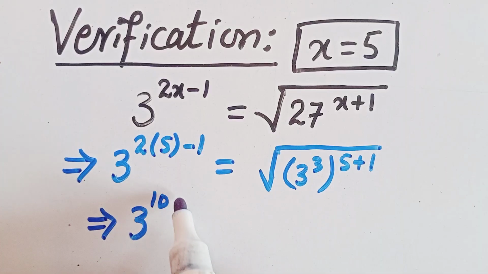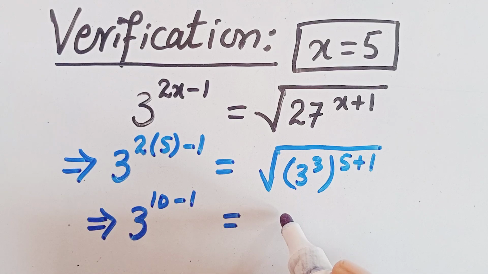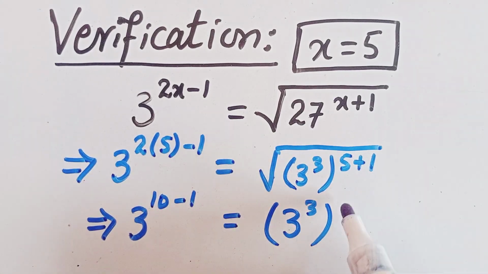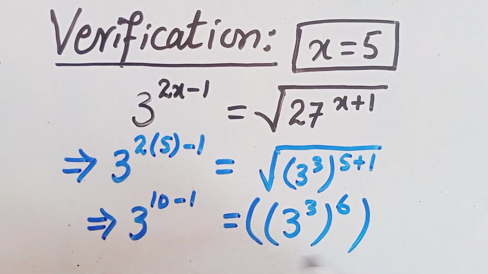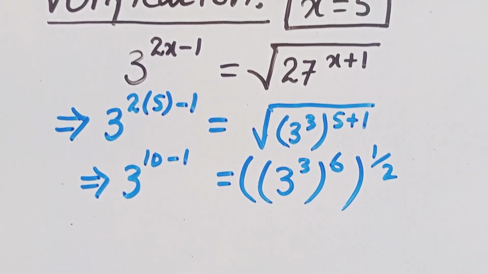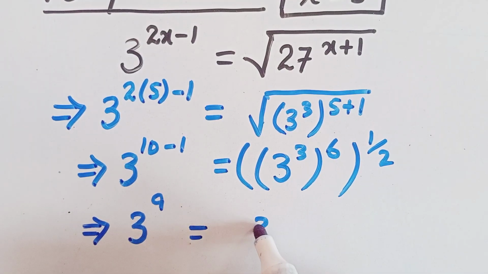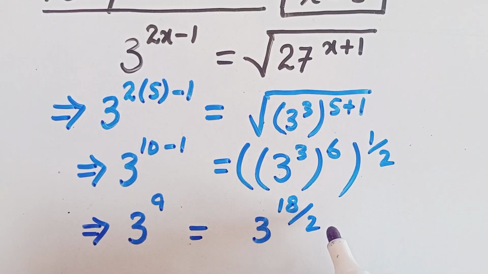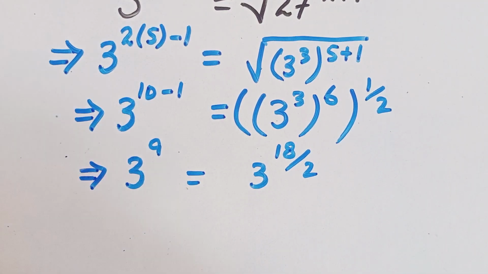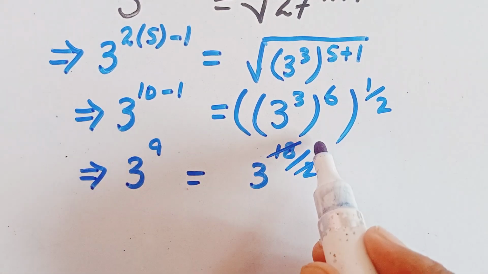So 5 times 2 is 10, minus 1 equals, on the right hand side we can write 3 cube raised to the power 5 plus 1, which will become 6, whole power. For the radical symbol we will write it equals 1 upon 2. Now further simplifying this, on the left hand side 3 raised to the power 10 minus 1 will become 9. On the right hand side the powers will be multiplied: 6 times 3 is 18, times 1 is 18 upon 2. Now 2 times 1 is 2 and 2 times 9 is 18.